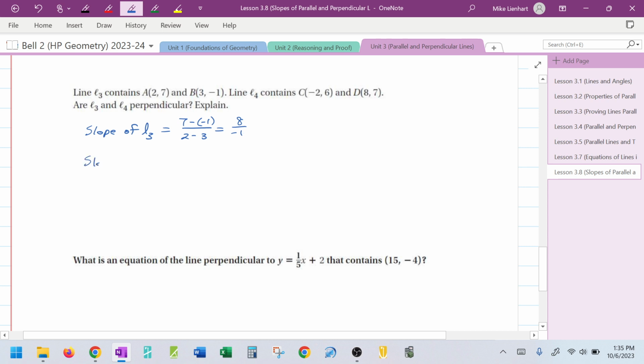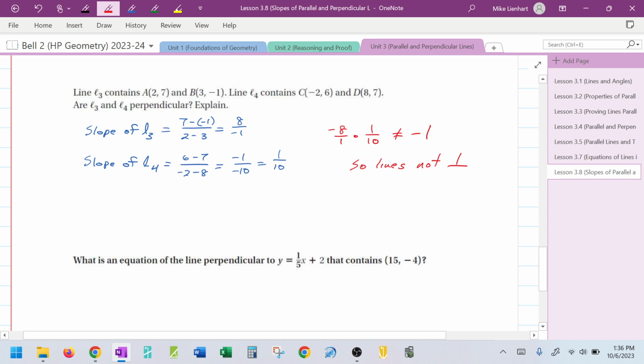Okay, the slope of L4, I'm going to use C and D, so let's go 6 minus 7 over negative 2 minus 8, which would be negative 1 over negative 10, or 1/10. If I were to take negative 8 over 1 and multiply it times 1 over 10, this does not equal negative 1, so the lines are not perpendicular.